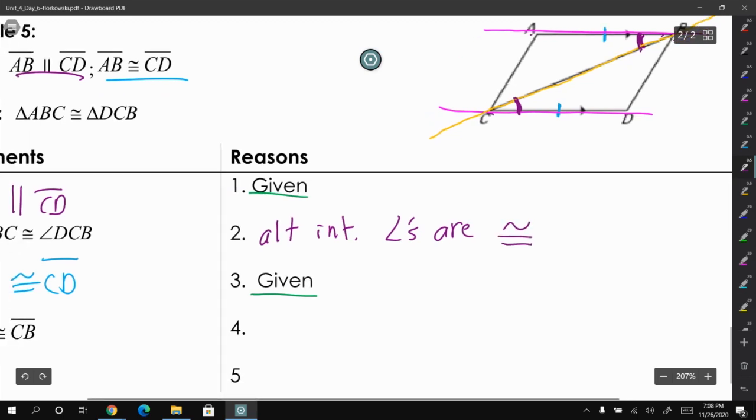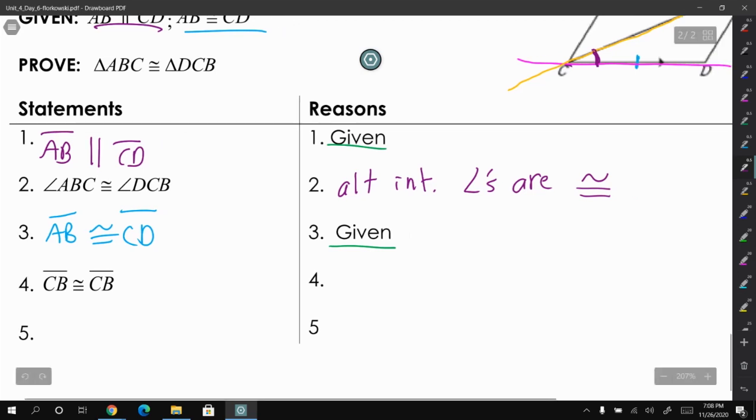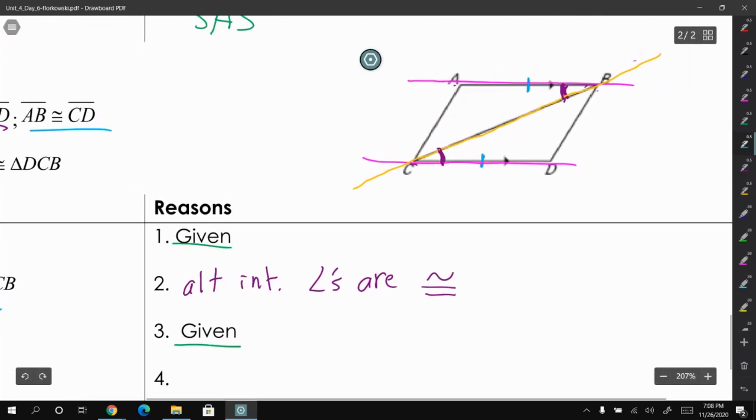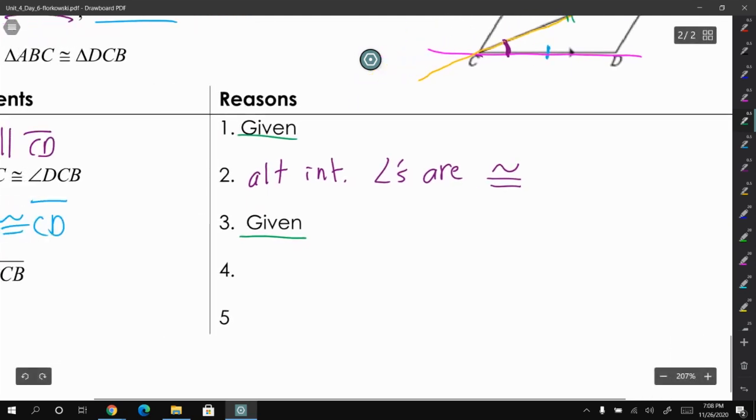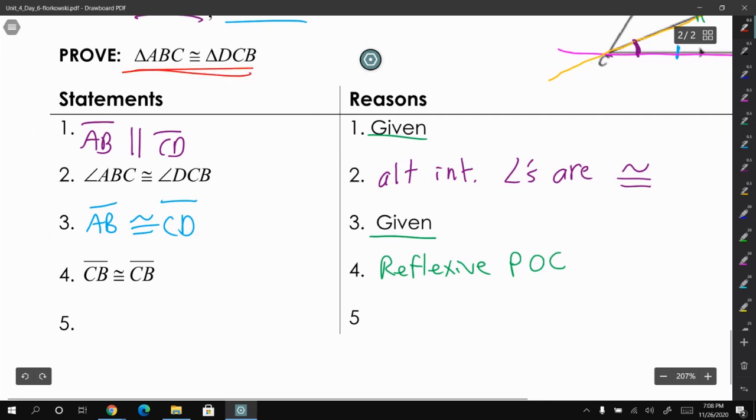Okay. So now we have statement 3 and reason 3 done as well. CB is congruent to CB. Well, why is a segment congruent to itself? Well, a segment's congruent to itself because of the reflexive property of congruence. So, reflexive, POC. And then what we're trying to prove should always be the last statement. Triangle ABC is congruent to triangle DCB.